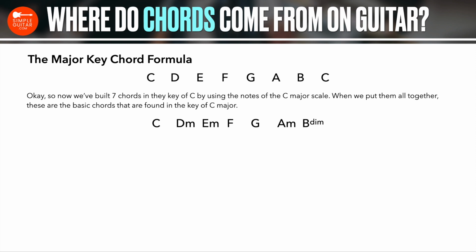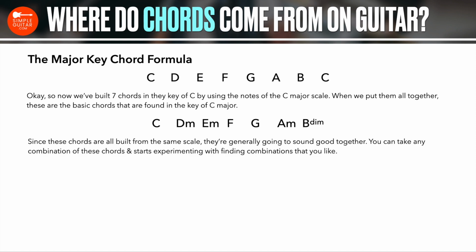And then if I wanted to, I could go up one more for a higher C major right here. Since these chords are all built from the same scale, they're generally going to sound good together. Now, you can take any combination of these chords and start experimenting and finding combinations that you like.